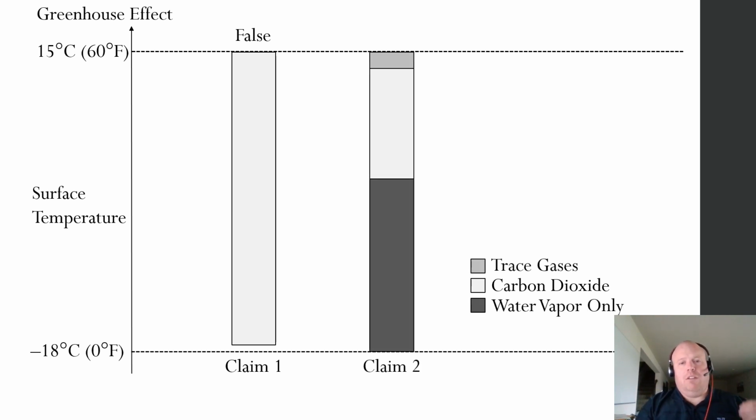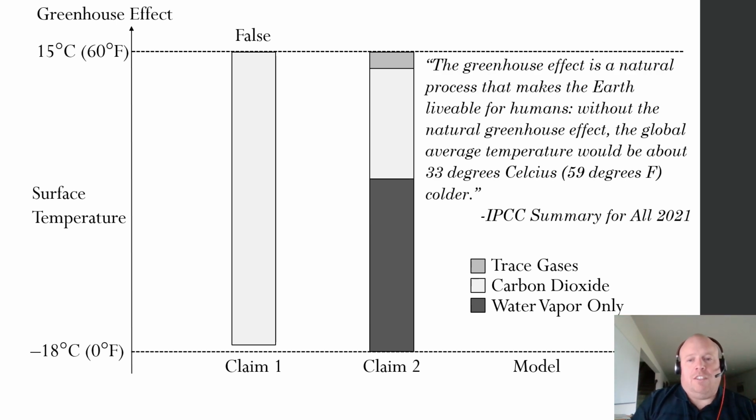Many places they'll claim something like this, where the 33 degrees Celsius jump, which is false, is due to mainly water vapor with a large portion from carbon dioxide and then a smaller portion from trace gases. Such as the IPCC, they claim the 33 degrees Celsius increase is due to greenhouse gases. But this is also false, as I just analyzed.